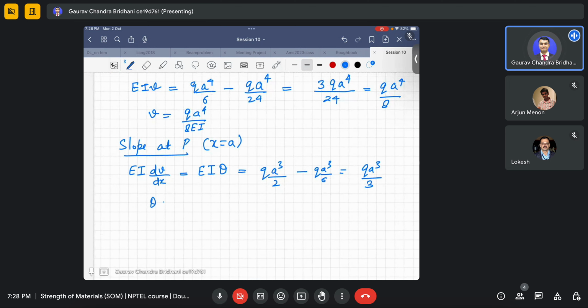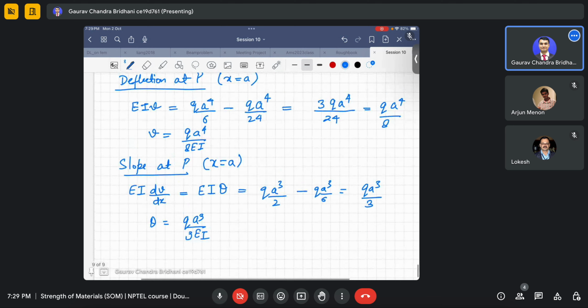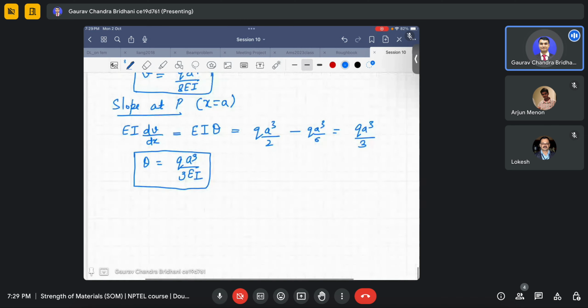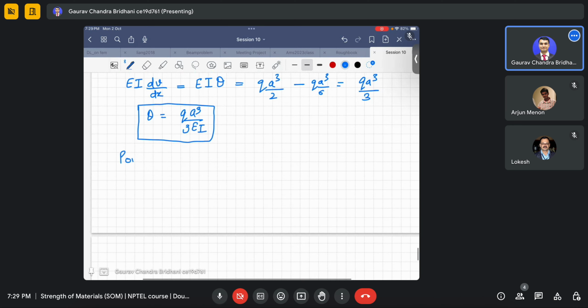And theta will be qa cube by 3 EI. So this will be theta, this will be deflection. Now we will go to the point Q. Now our concern is Q.